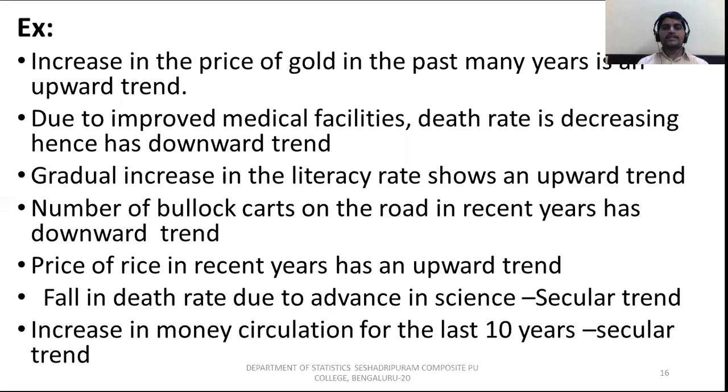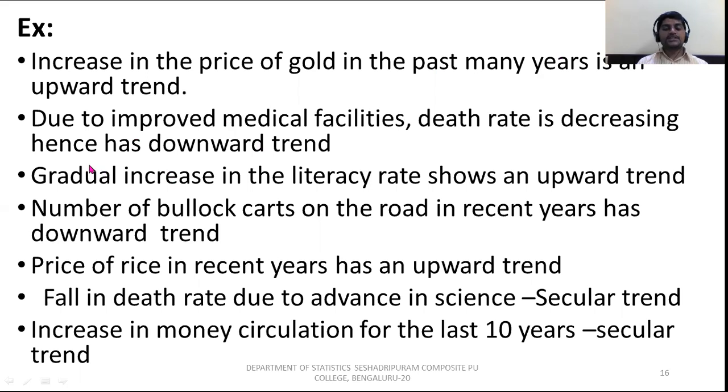What is an upward trend? Can you give examples, sir? Definitely, the increase in the price of gold in the past many years is an upward trend. Even till today, the gold rate is always increasing. So that increase is an example of an upward trend. From the examination point of view, they give an example and you only have to identify which of the four components it is.